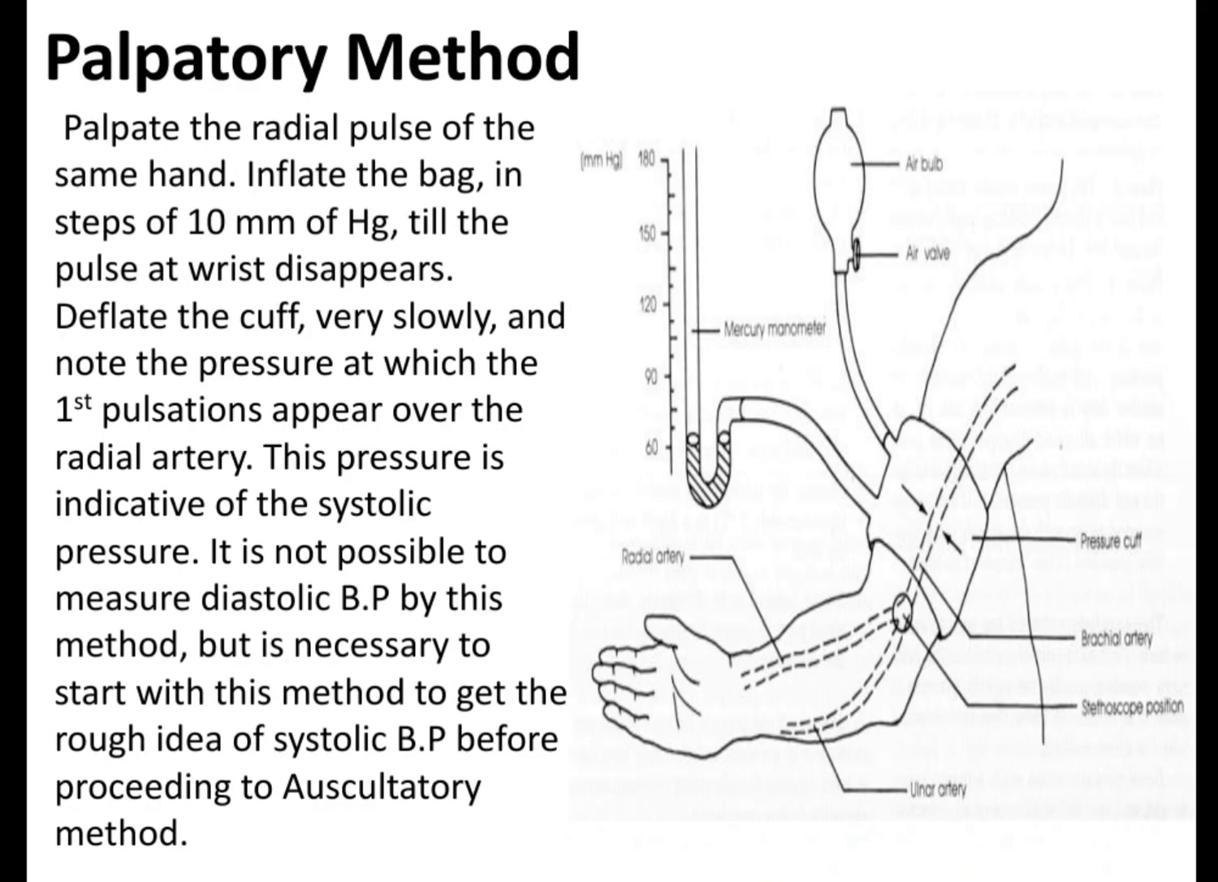Palpatory method. Palpate the radial pulse of the same hand. Inflate the bag in steps of 10 mm of mercury till the pulse at wrist disappears. Deflate the cuff very slowly and note the pressure at which the first pulsations appear over the radial artery. This pressure is indicative of systolic pressure. It is not possible to measure diastolic blood pressure by this method, but it is necessary to start with this method to get a rough idea of systolic blood pressure before proceeding to the auscultatory method.